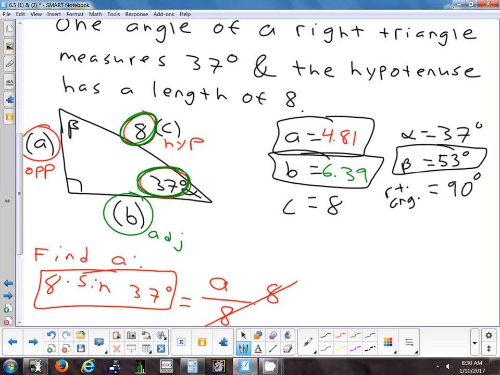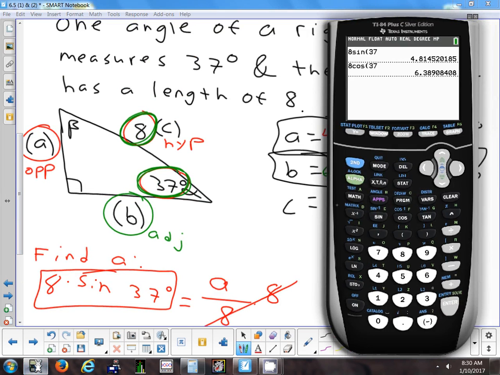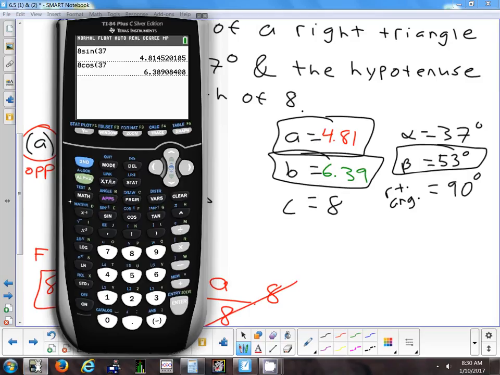What I could do if I had extra time is check it with the Pythagorean Theorem. If I've done everything right, a squared plus b squared should equal c squared, or slightly off because I rounded. So what should a squared plus b squared come out to here? Should come out to 64. Let's check it. There's a squared plus b squared, and it comes out to 63.97. Okay, so it's not exact because of the rounding, but that confirms we probably did everything correct.